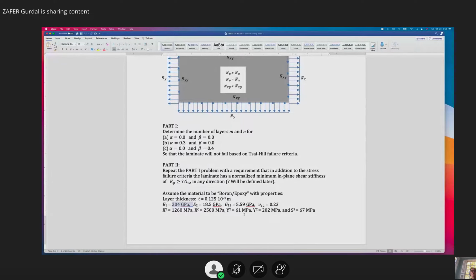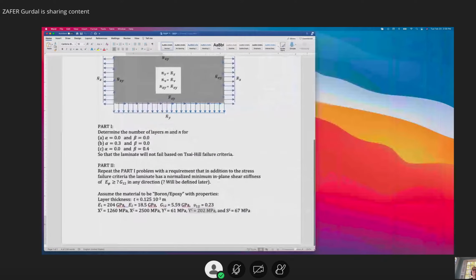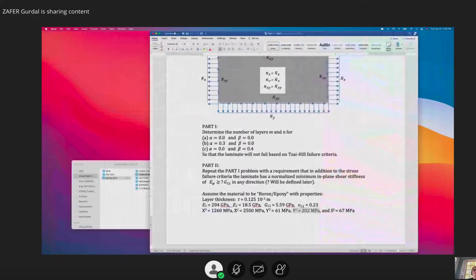All right. One thing that you need to be careful about is this X tension, X compression, and Y tension and Y compression. If you look at the Tsai-Hill equation, in there, you actually need to change the XT and XC depending on the stress state that you have. What I mean by that is, let me show you the equation for it, and then we'll go from there. Let me make this a little smaller and put it on the side.